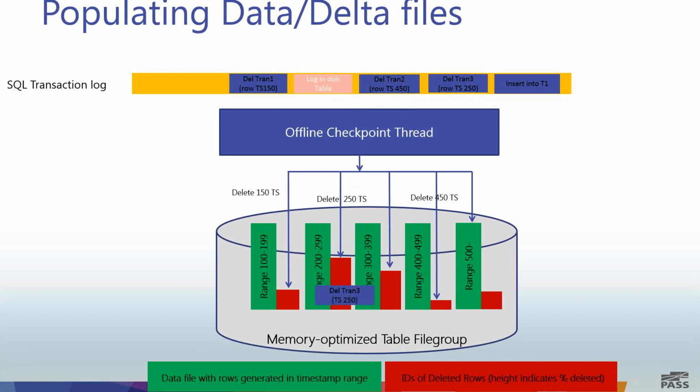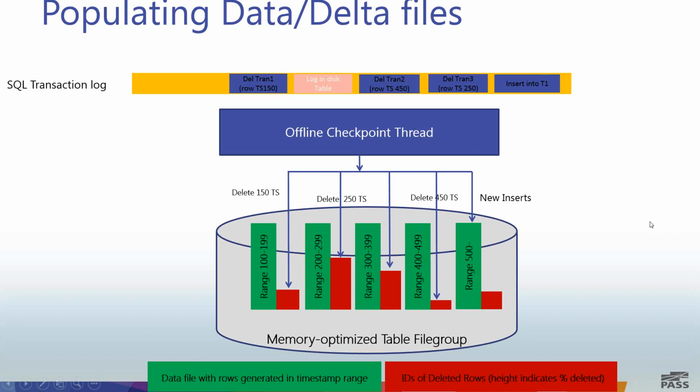And then finally there is an insert operation into some memory optimized table, and this will always be inserted in the open data file. At any point in time there's one open data file, which has an open range, and the new rows are inserted in there. At some point when this data file is full, it will be closed and a new file will be opened.